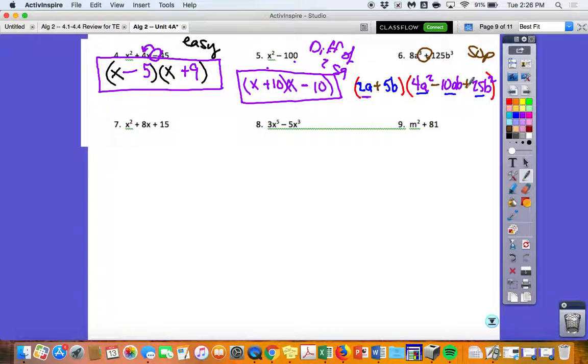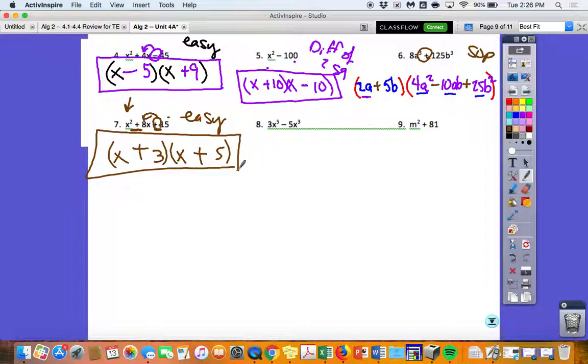Okay, moving right along. Go to number 7. Is there anything common? No, there's not. Nothing in the front, not a number in the front, and there's not a letter in the back. The fact that there's not a number in the front means that this thing is an easy trinomial, which means you can just read it from the back. What two numbers multiply to 15 and add to give you 8? Well, that would be 3 and 5. Signs are the same. Both of them are plus. And you are done.